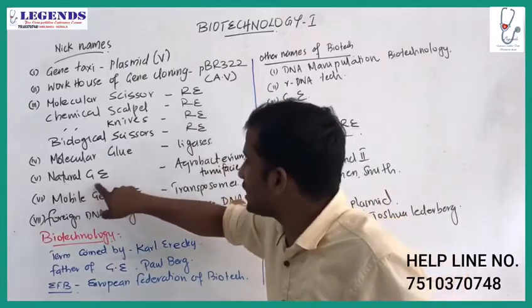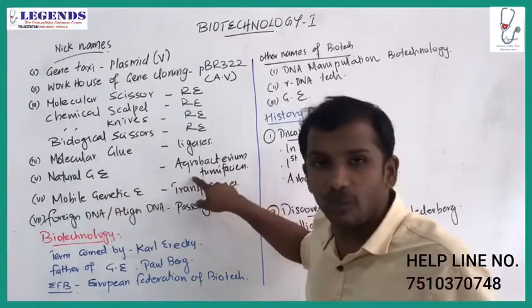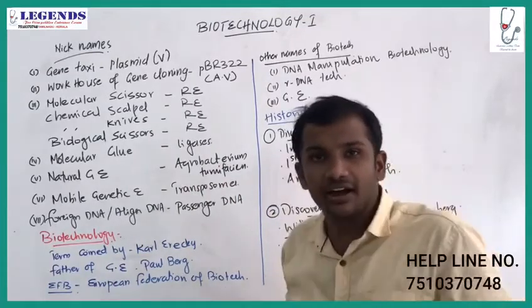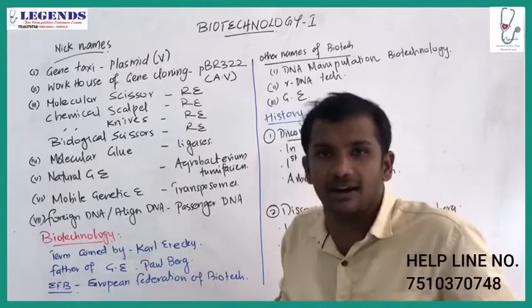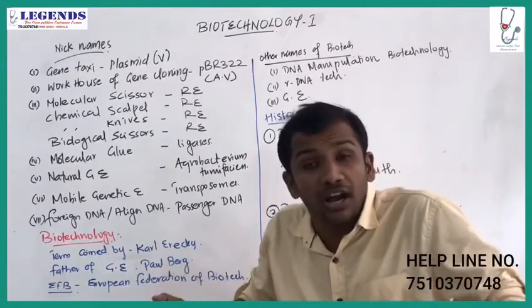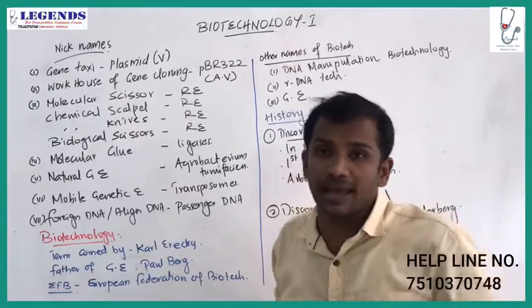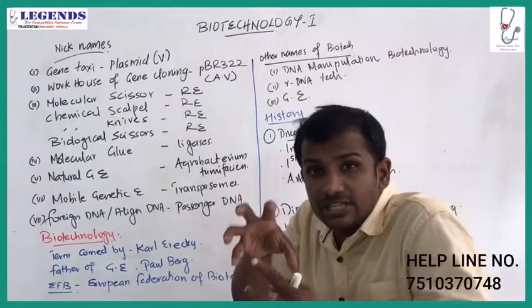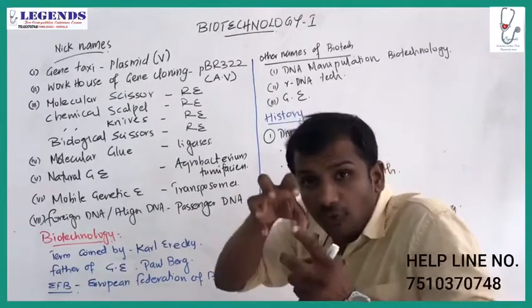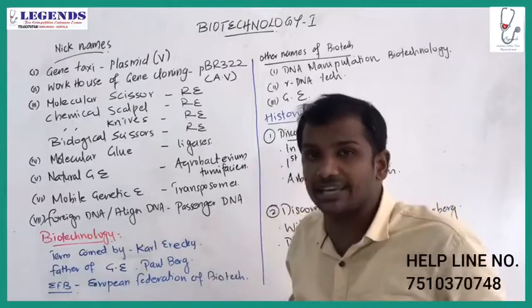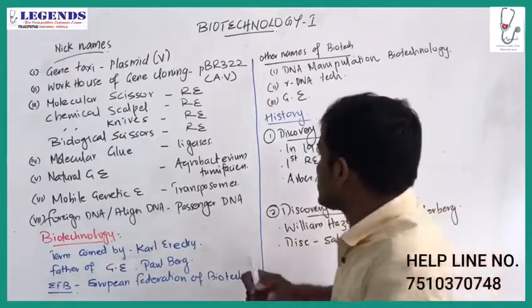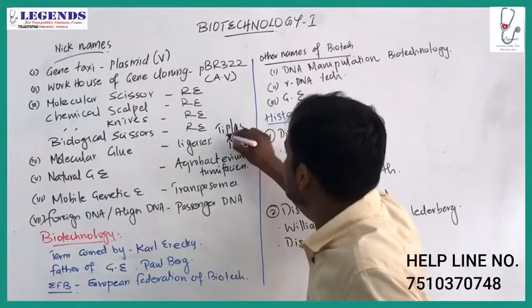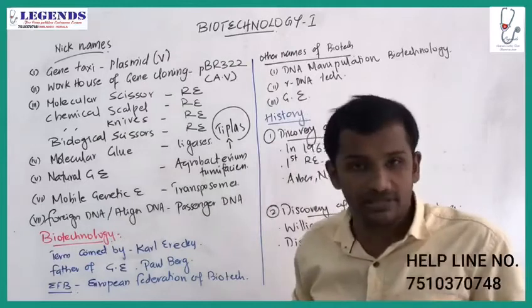Next is the natural genetic engineer, known as Agrobacterium tumefaciens. Agrobacterium tumefaciens is a bacterium which causes a disease called crown gall disease in tobacco plants. A vector which is formed from Agrobacterium tumefaciens is called Ti plasmid.